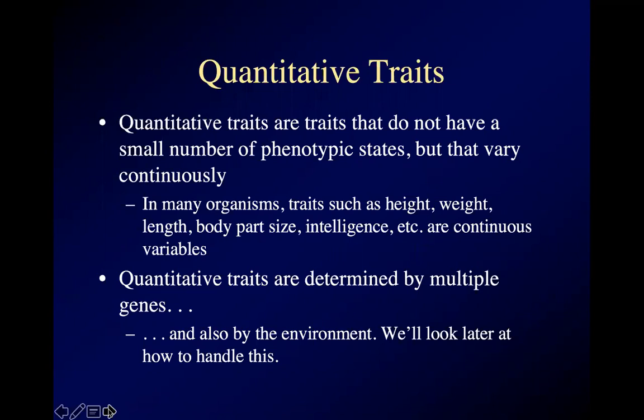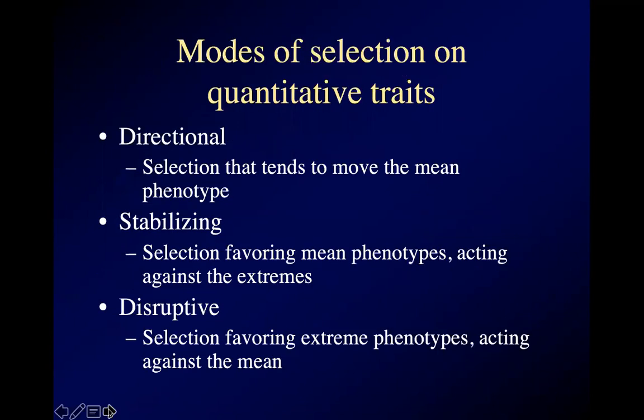And one of the things that we're going to have to try to disentangle is the effects of genes versus the effect of environment on phenotype. We can model how selection works on quantitative traits in three basic ways, although you can find more complex examples in nature, but we can break them down to directional selection, stabilizing selection, and disruptive selection. In directional selection, you're basically taking a bell curve and you're shifting it in a particular direction. You're moving the mean phenotype.